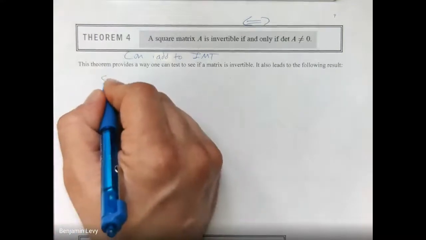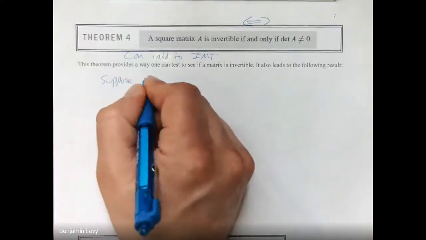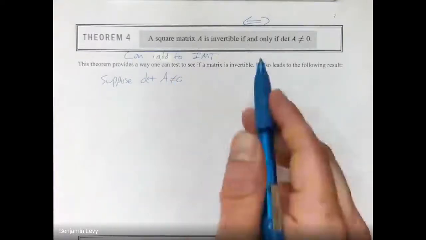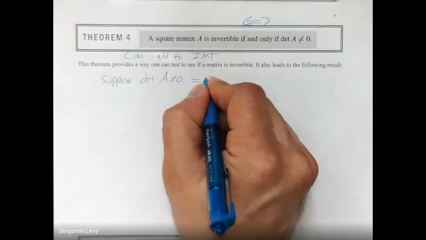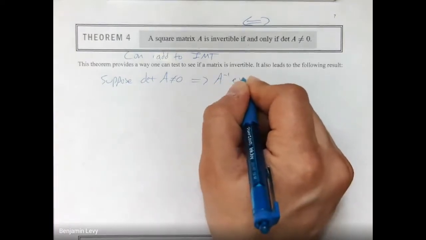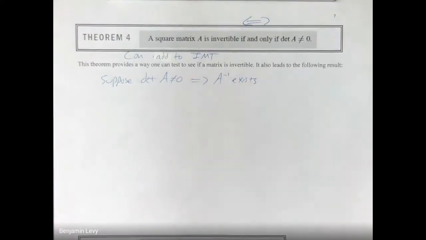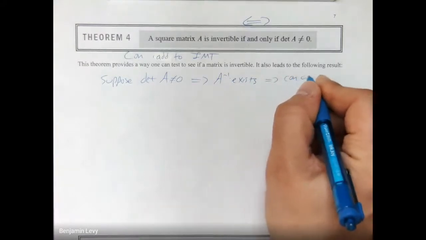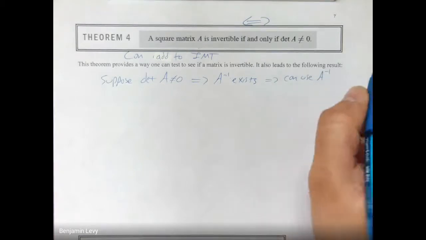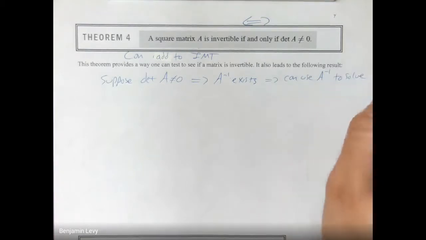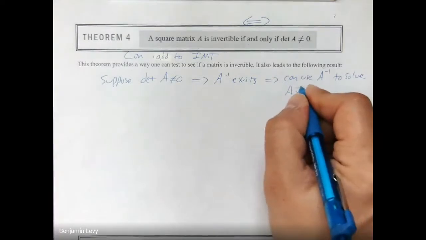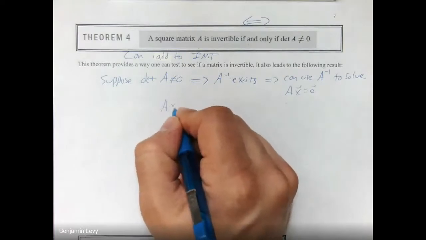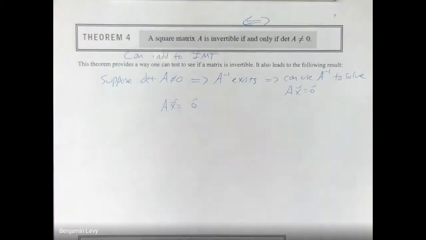So let's suppose the determinant of the matrix is not 0. This theorem tells us that means the matrix is invertible. So the inverse exists. Well, if the inverse exists, that means you can use A inverse to solve a matrix equation, to solve AX equals 0. And so let's do that. Let's solve the system AX equals 0 using the inverse.